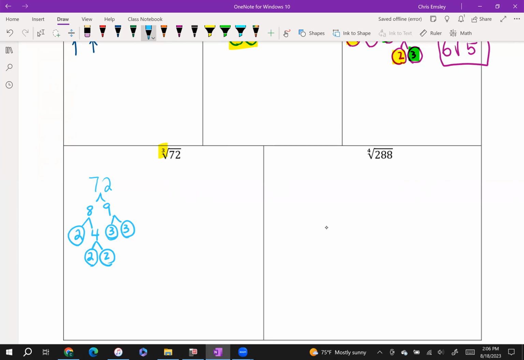With square roots, we were looking for pairs of numbers, but with the cube root, we are looking for triplets. We need 3 copies for it to come out of the radical. So we have one set of 2s, so a single 2 comes out. It is still a cube root, and what stays inside is 3 times 3, or 9. So this would be 2 times the cube root of 9.